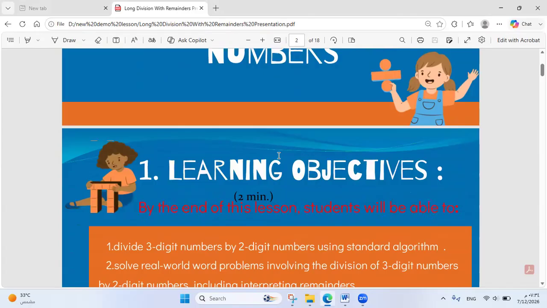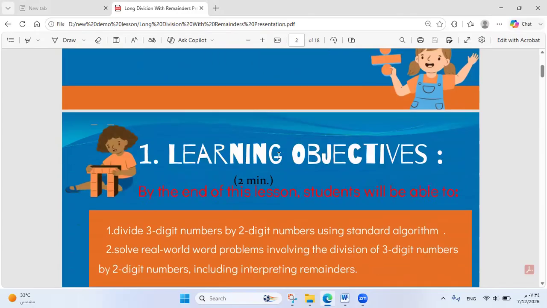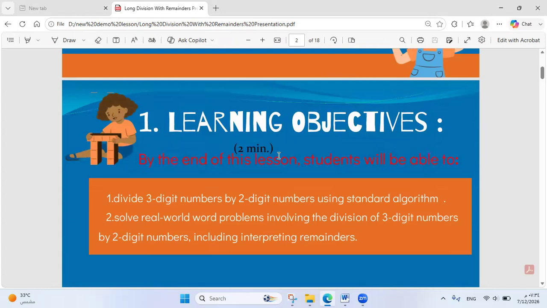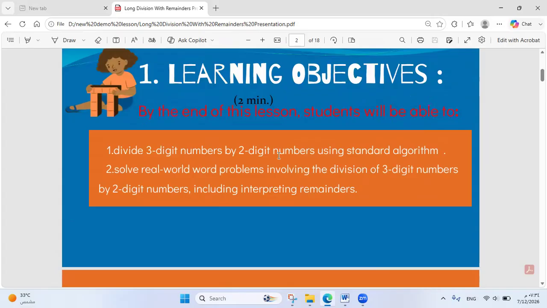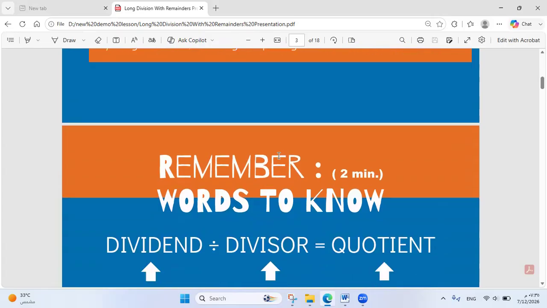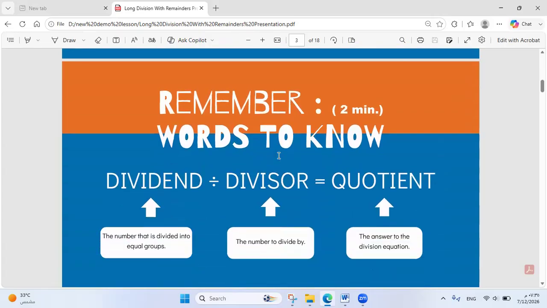By the end of the lesson, students will be able to, first, divide three-digit numbers by two-digit numbers using standard algorithms. Second, solve real-world problems involving the division of three-digit numbers by two-digit numbers, including interpreting remainders.